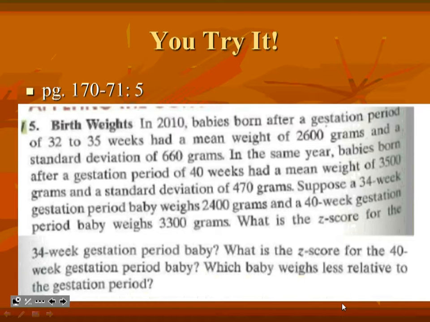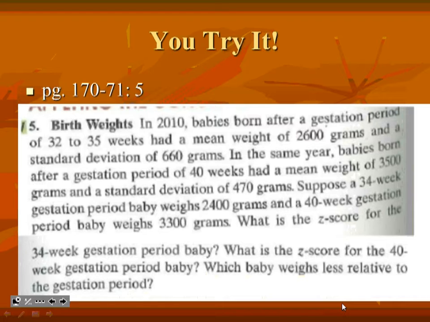So, if you look here at this particular problem, they start out telling us that we're talking about the year 2010 and all the babies that were born. So, knowing that, is this a sample or a population? This is a population. We're talking about all of the data for all of the children that were born in 2010.